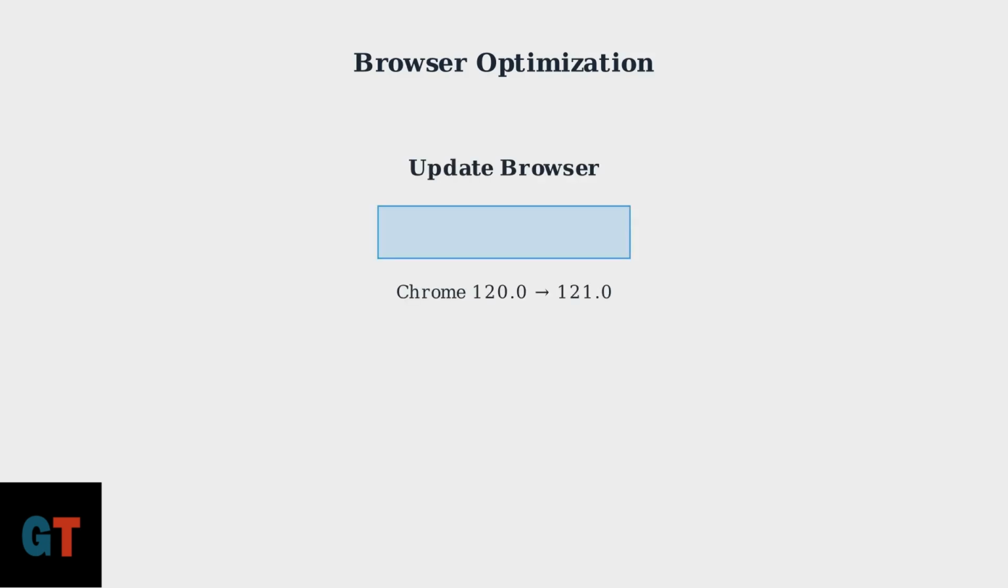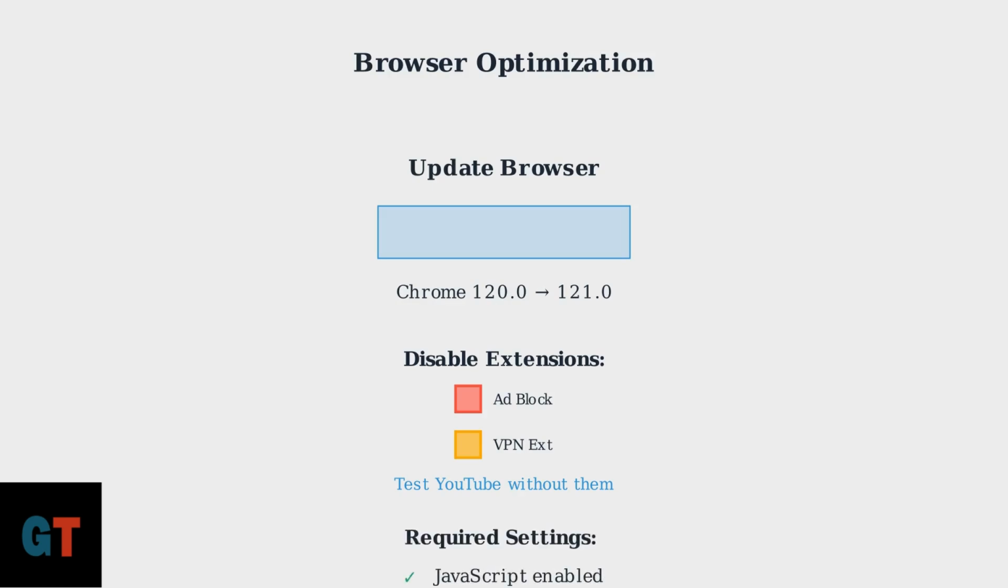Browser issues can also prevent YouTube from working properly. Let's optimize your browser settings. Make sure your browser is up to date. Outdated browsers may not support YouTube's latest features and security requirements. Temporarily disable browser extensions, especially ad blockers, as they can interfere with YouTube's video player and cause loading issues. Ensure JavaScript and cookies are enabled in your browser settings. YouTube requires both to function properly.